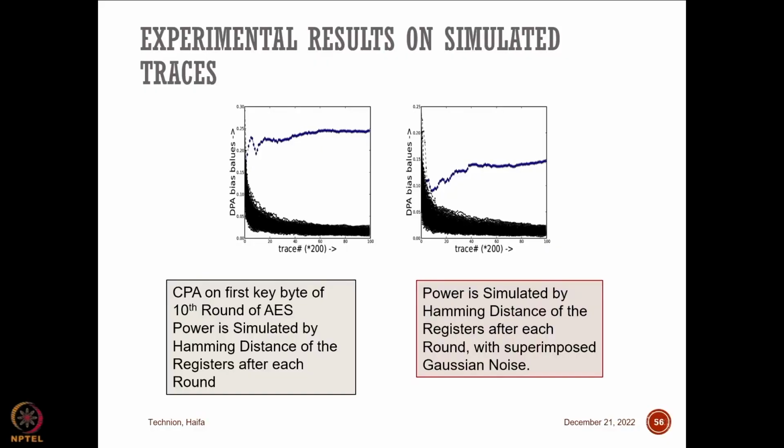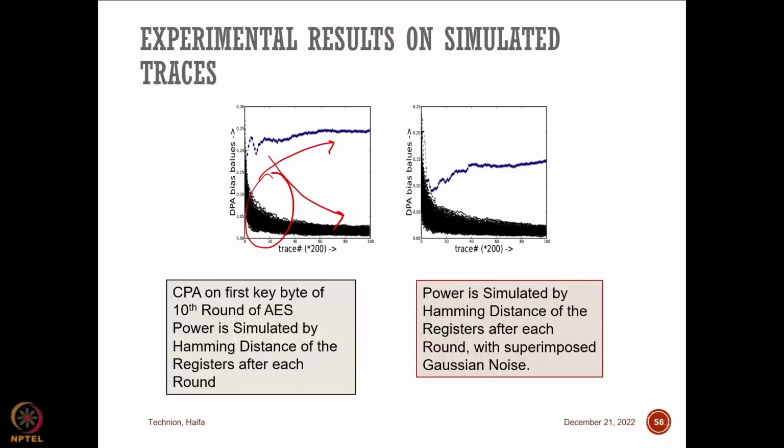Here you can see that with the number of observations, the wrong key guesses, their correlation falls. With more observations, they will fall, but the correct one will peak. Okay, and therefore you can distinguish the correct key from the wrong ones. In this simulation here, I have added more noise. If I add more noise, then the distance is lesser, and it will probably take more observations to be more confident.